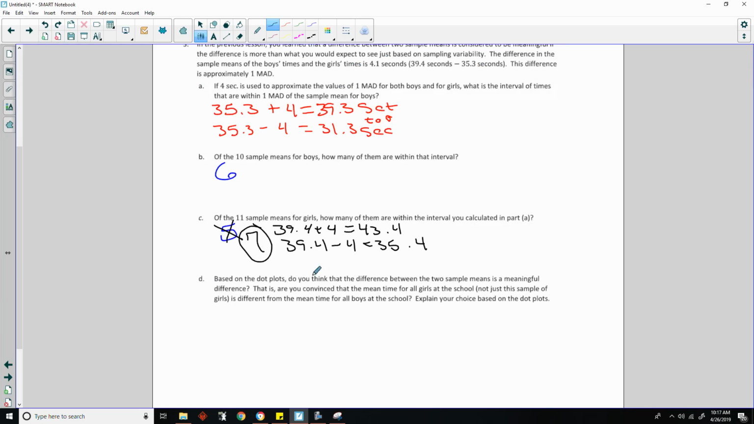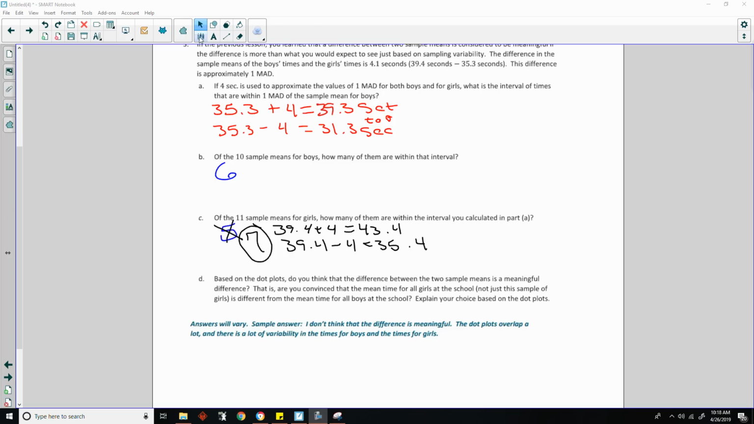D says, based on the dot plots, do you think that the difference between the two sample means is a meaningful difference? That is, are you convinced that the mean time for all girls at the school, not just this sample of girls, is different from the mean time for all boys at the school? Explain your choices based on the dot plot.